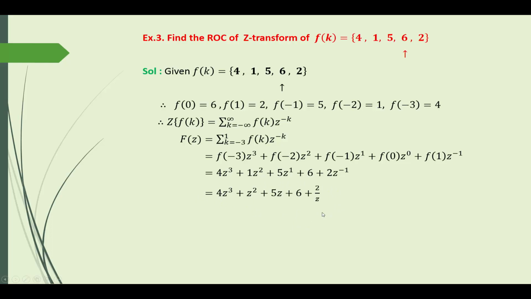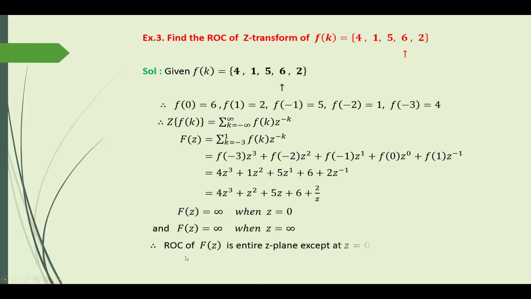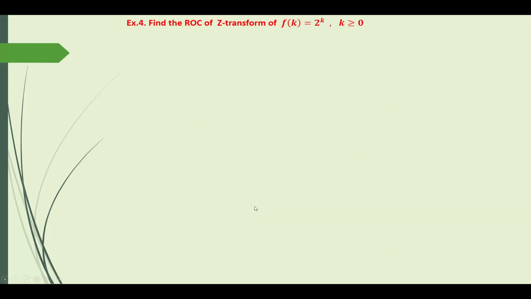Now check whether the value of F(z) is finite or infinite. When z equal to 0, 2 upon 0 is infinity, so F(z) is infinity. When z is 0, F(z) is infinity. When z is infinity, F(z) is infinity. Means region of convergence of F(z) is entire z plane except z is 0 and z is infinity. Region of convergence of F(z) is entire z plane except at z equal to 0 and z equal to infinity, is the required answer.